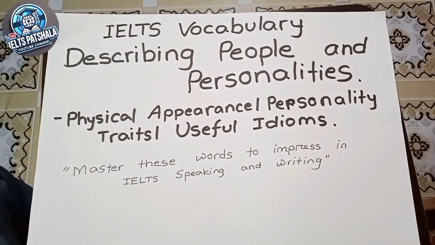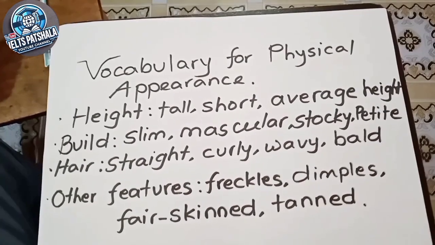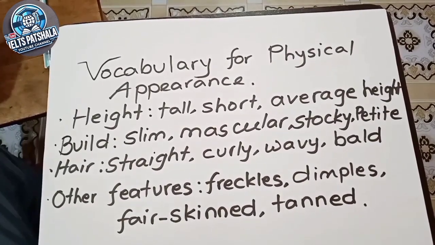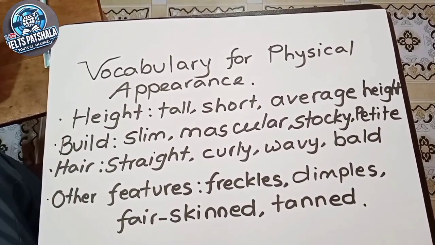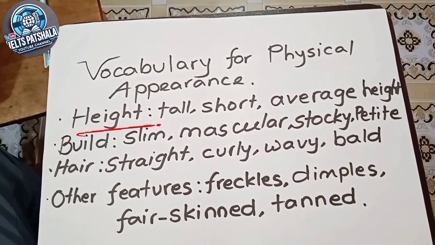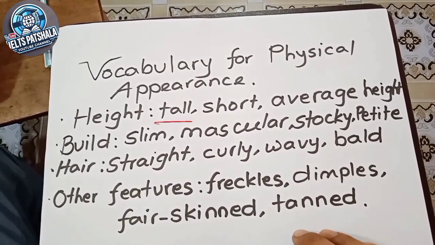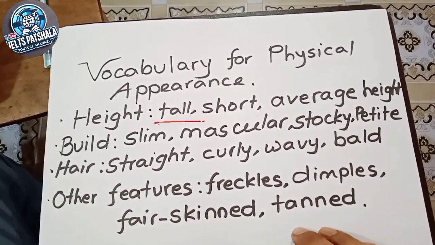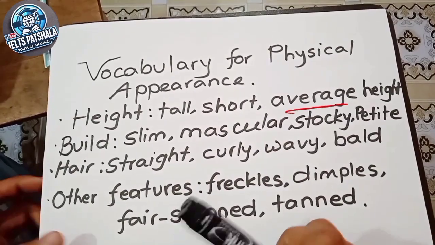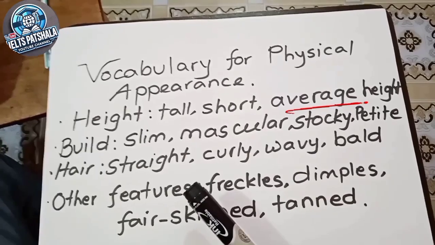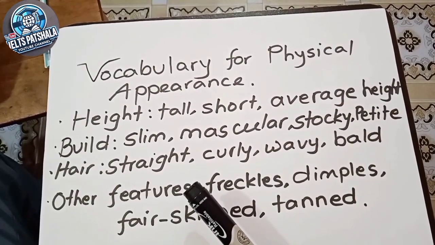Let's get started. Now let's start with vocabulary for describing physical appearance, a very common topic in IELTS speaking. Height. When describing someone's height, you can say tall if they are above average, short if they are below average, or average height if they are in between tall and short.